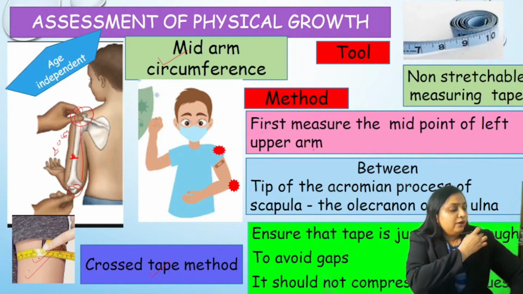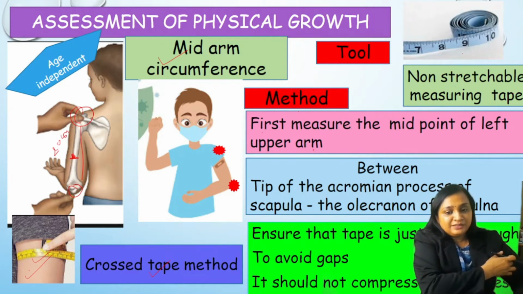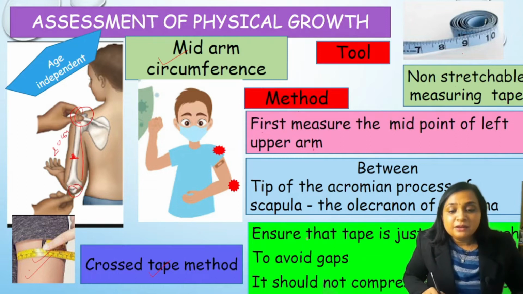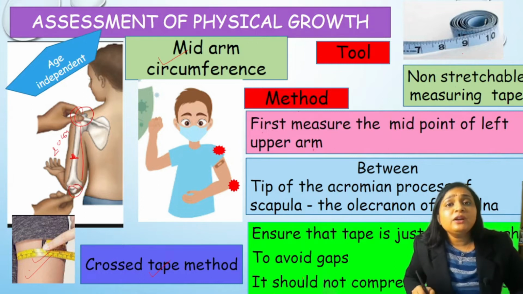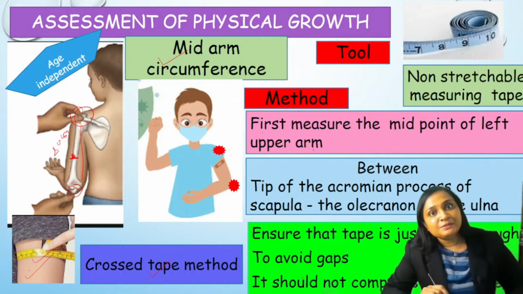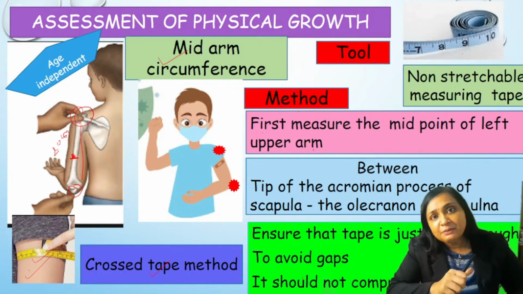So first of all, on the left arm we have to take the midpoint of these two processes, and then measure it. We have to make sure that it's just tight enough to avoid gaps, and it should not compress soft tissues. So this is for mid-arm circumference. We have discussed weight, length, height, head circumference and mid-arm circumference.